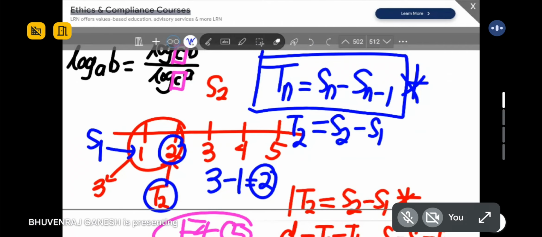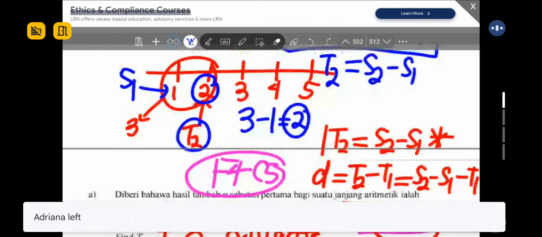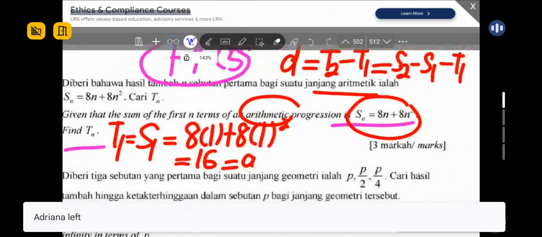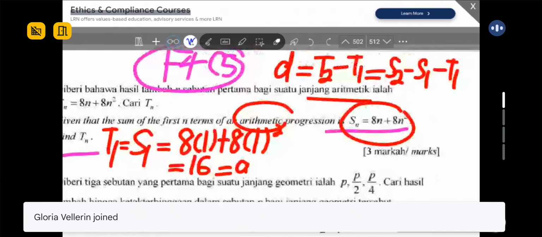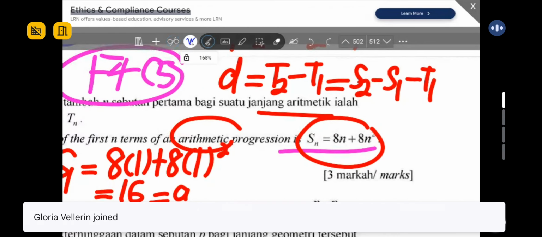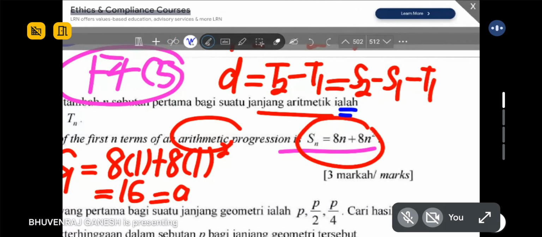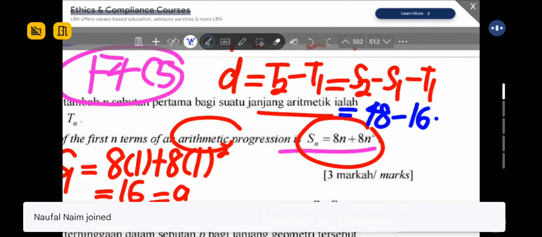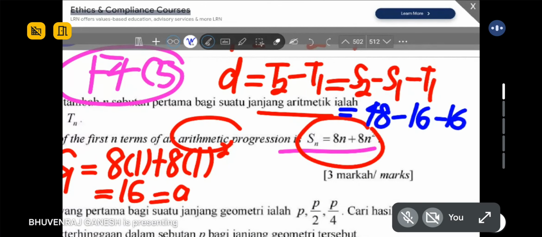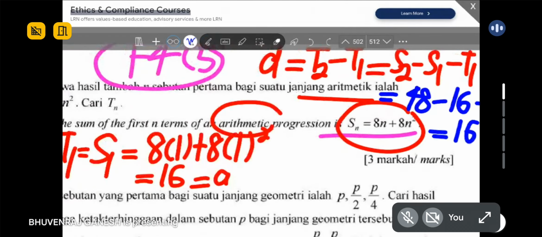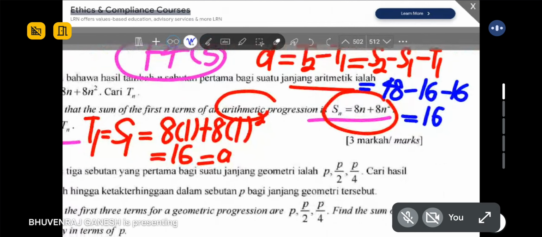Can? All of you? So that's why for this question, if you want to find your Tn, you need to find your D. So for S2, you just substitute n equals 2. You will get 48 if you press the calculator. Then S1 is 16, and T1 is also 16. So your common difference is 16. Now you can get the formula, correct?